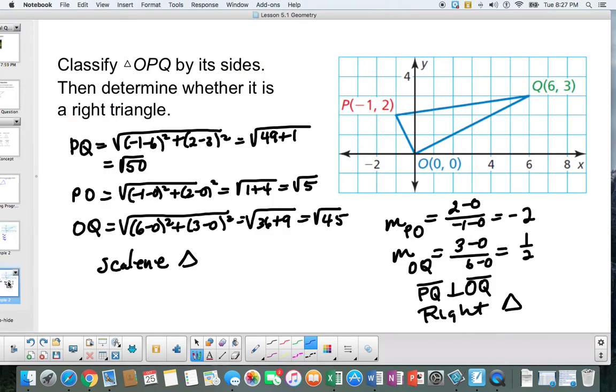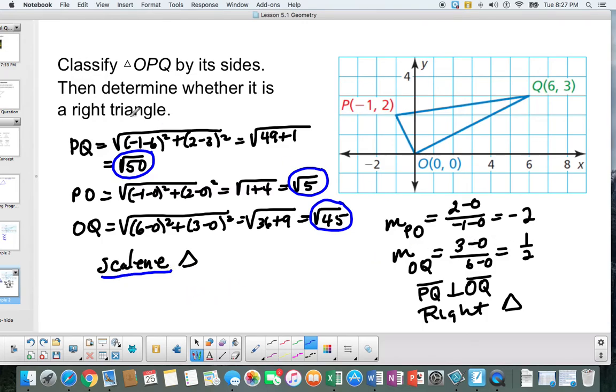Here's the answer. I found every single distance. One distance was root 50, another distance was root 5, and another distance was root 45. They're all different numbers, so I'm going to have to call this a scalene triangle.